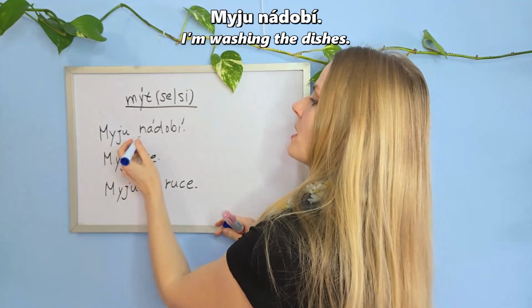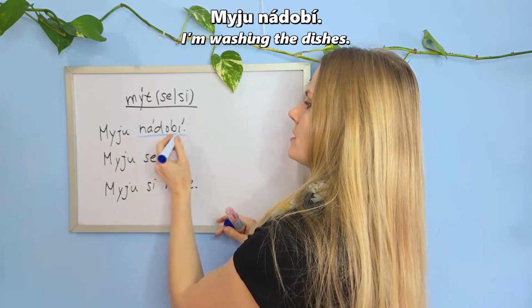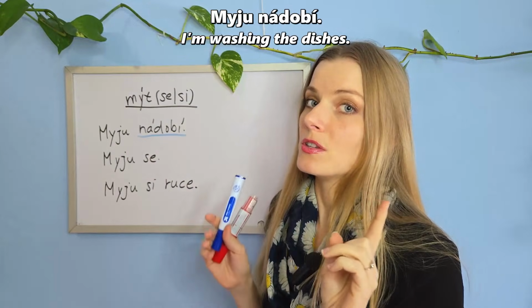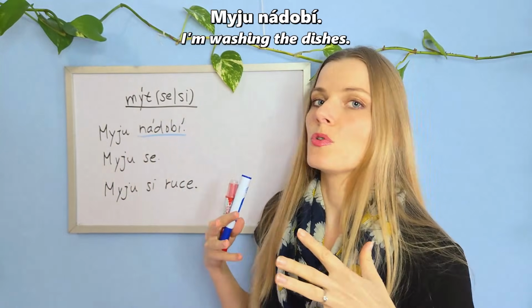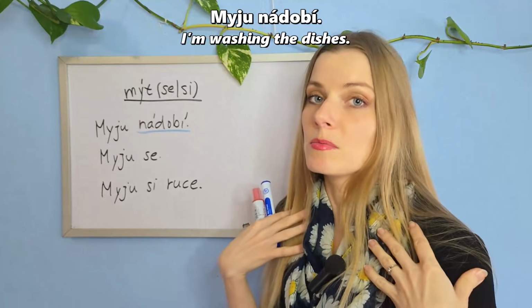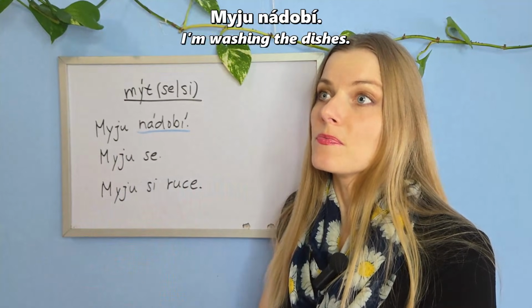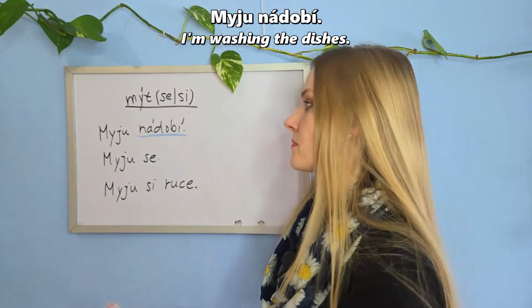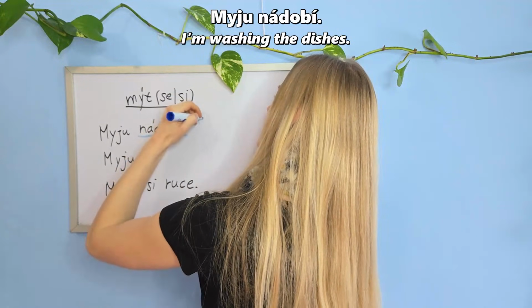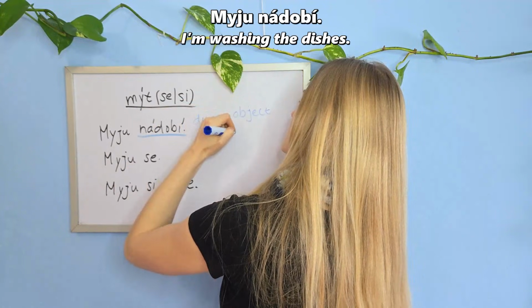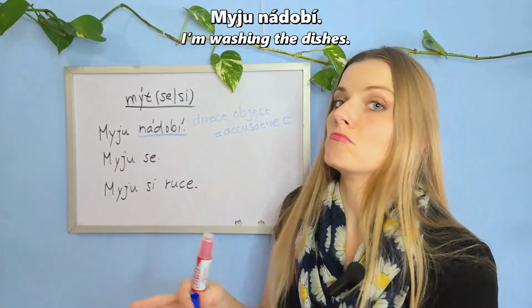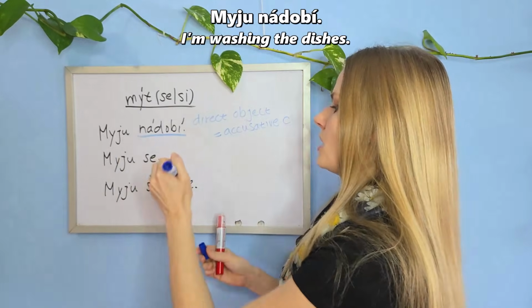Myju nádobí. I'm washing the dishes. Nádobí is the direct object of the sentence. That means I am washing something. I am the subject. Nádobí, the dishes, is the object. I am washing the dishes. The direct object here is in the accusative case. Except it doesn't change here. Nádobí is always nádobí. Myju nádobí.